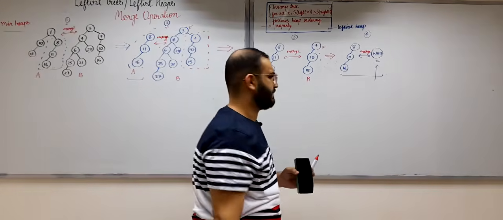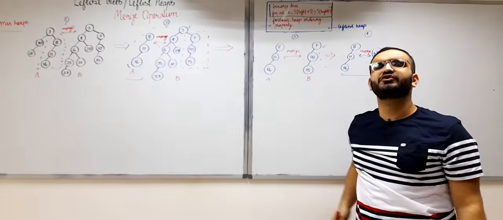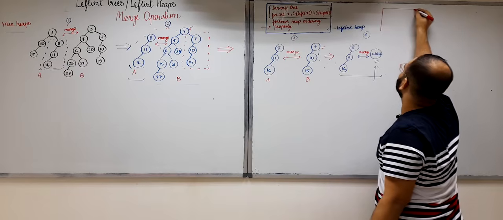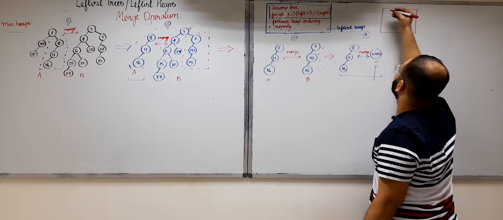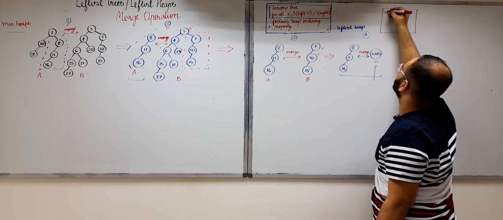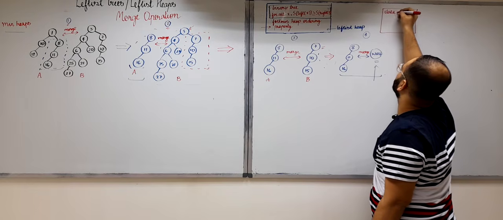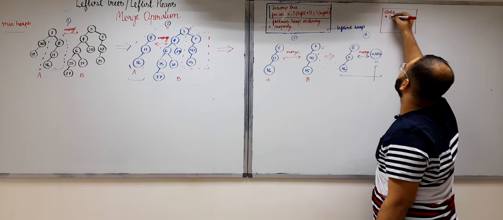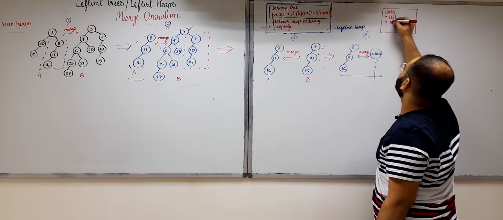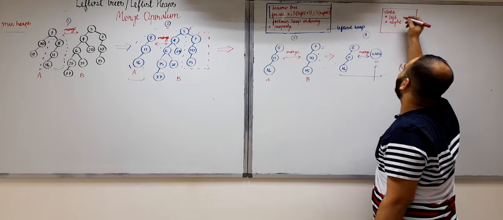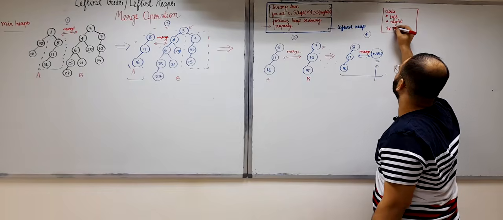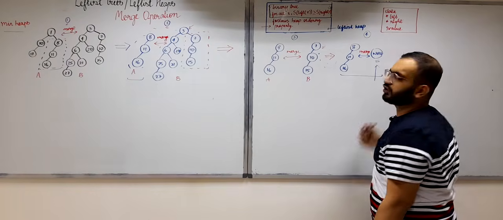Now what is that step? Let us see. As I've told in my previous video as well, what is the structure of a node in a leftist heap or a leftist tree? Like all the binary heaps, you have got one data. Then you have got the left child. Then you have got a pointer to the right child. And then apart from that, what else you have got? You have got the S value, right? You also have got the S value.